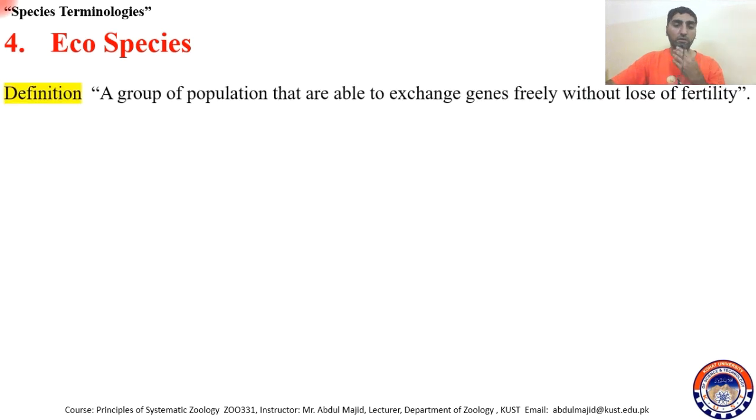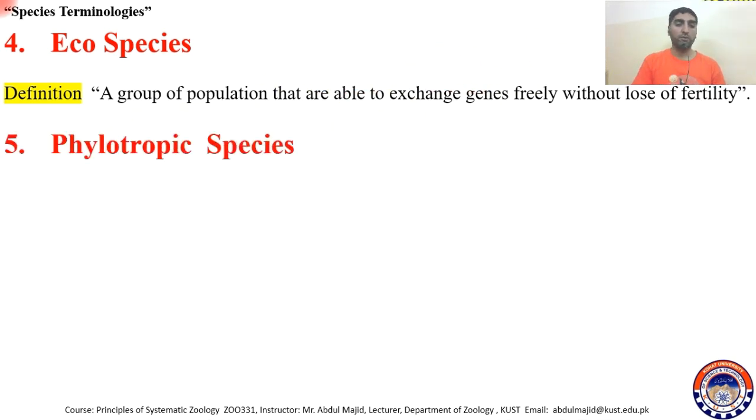Then there is another term, the ecospecies. Ecospecies is again very simple: a group of populations that are able to exchange genes freely without loss of fertility. For example, there is a group of populations which are interbreeding with each other. They are exchanging genes freely but without loss of fertility, meaning they are producing fertile offspring.